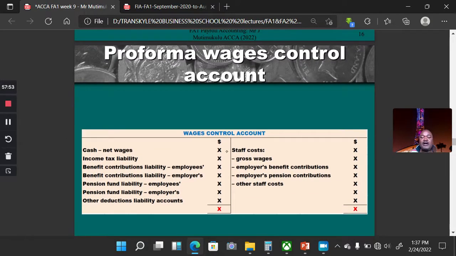There is a pro forma you have to get used to: the wages control account. This is a ledger account. By the end of the day, we have to debit the wages control account with the cash actually paid to the employees, and credit it with the expenses recognized. This is the cash that was paid: the income tax to the authorities, the net wages which were given to the employees, the pension fund liabilities.